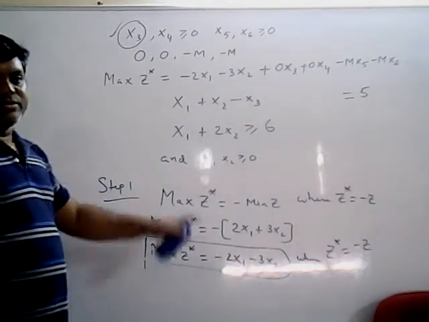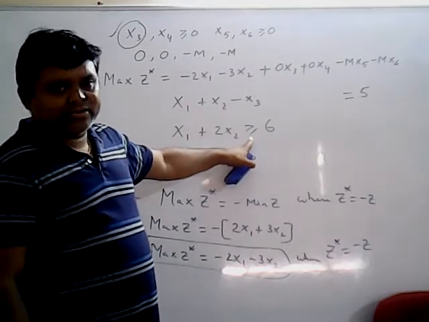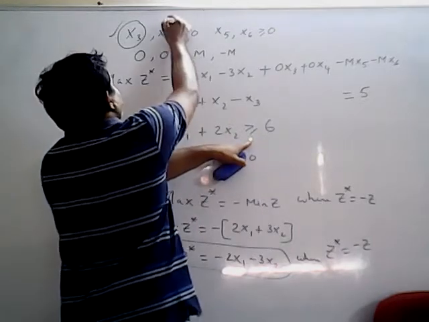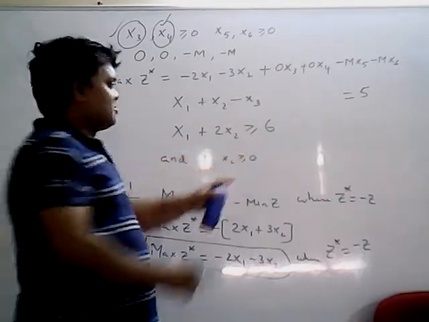Okay. Now see the second constraint. The second constraint is also greater than or equal to. Greater than or equal to means you require a surplus variable. So what is the next surplus variable? The surplus variable is x4. So x4 is subtracted. Okay. So what will you get here?